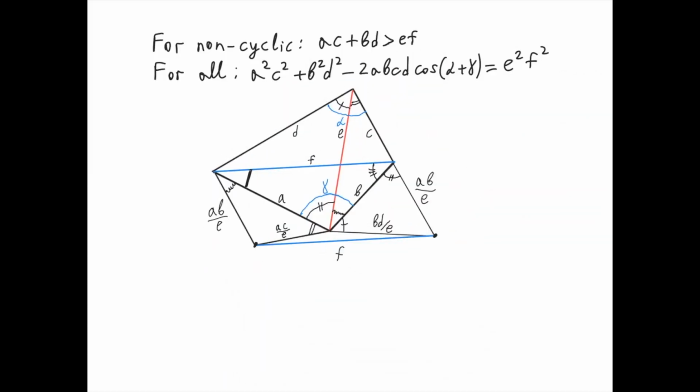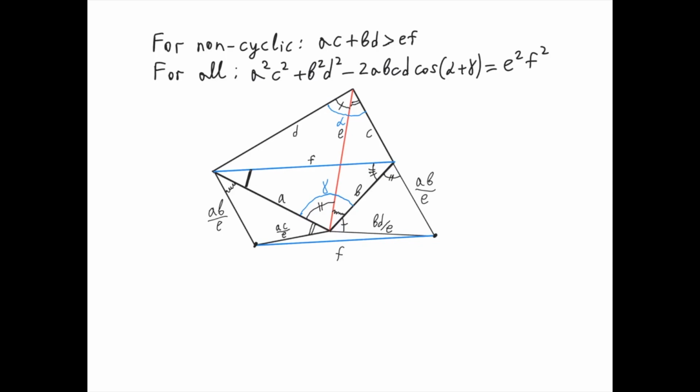Now we're going to prove two theorems that relate to the quadrilateral in the general case, so it's not necessary that the quadrilateral be cyclic for these two theorems to be true. The first one is called Ptolemy's inequality. You see that for cyclic quadrilaterals, we have that AC plus BD equals EF, and for non-cyclic quadrilaterals, then AC plus BD is always greater than EF.